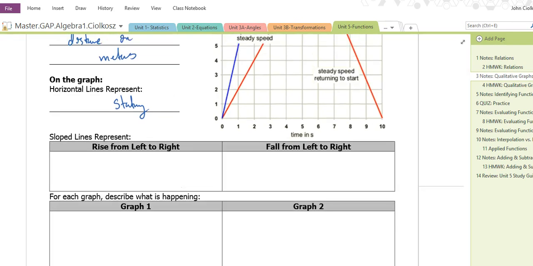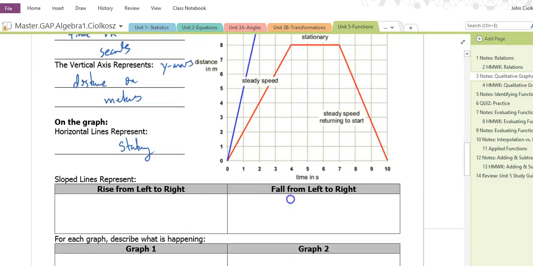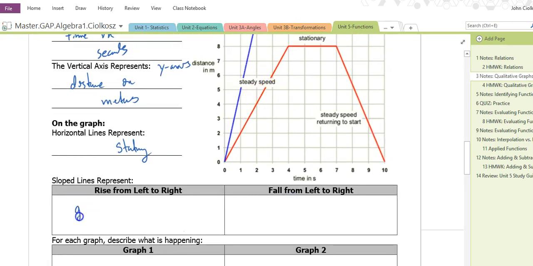So for our sloped lines, that means that they're not flat. If it's rising from left to right, as in going up, it's getting farther from the beginning. We can always think of this 0, 0, the origin, as our starting point. So it's like a board game. It's where you begin. So if we're falling from left to right, I mean we're going downwards or a negative slope, getting closer to the starting point.